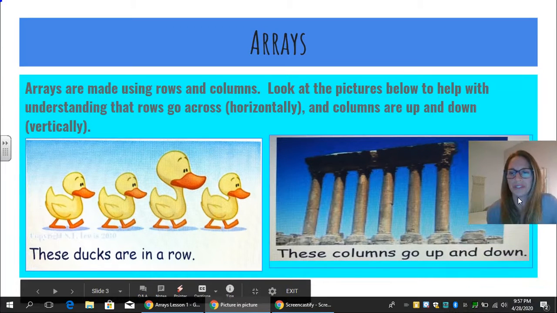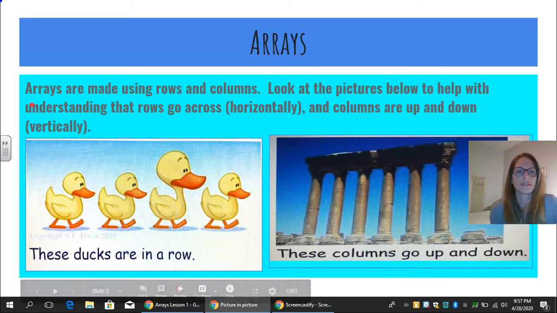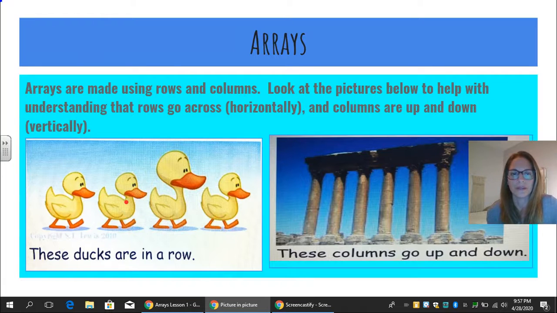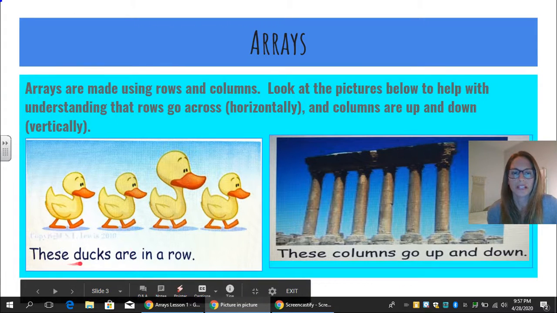We'll move Ms. Richardson over here in the corner. So you can see below we have a picture of ducks walking in a row. So this is how I remember the rows. The ducks walk in a row. And here is an example of the columns. They go up and down. They're tall, up and down.